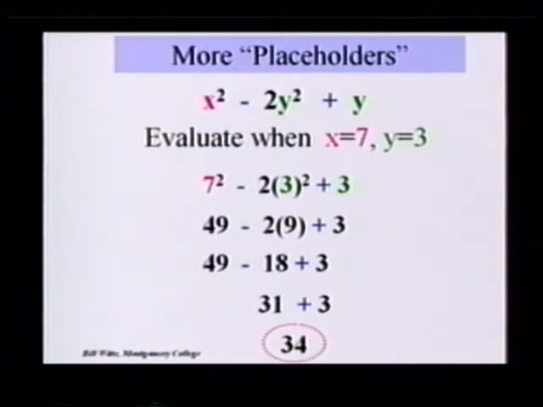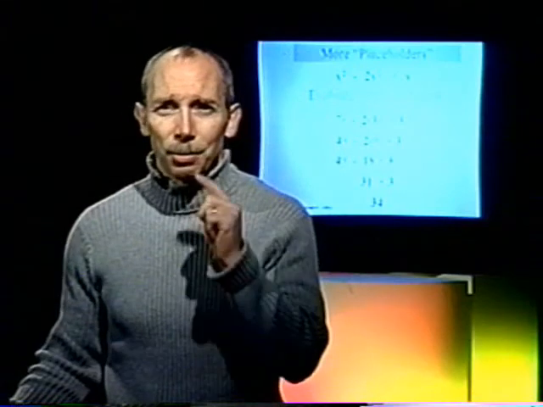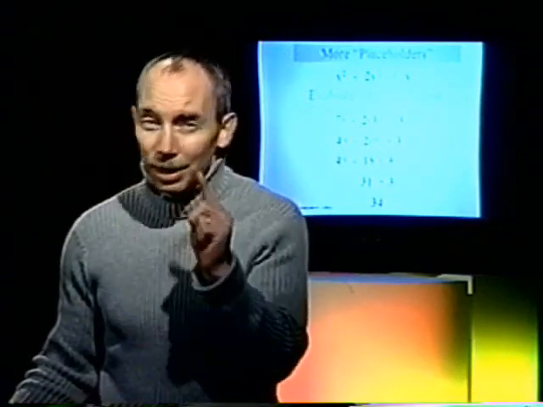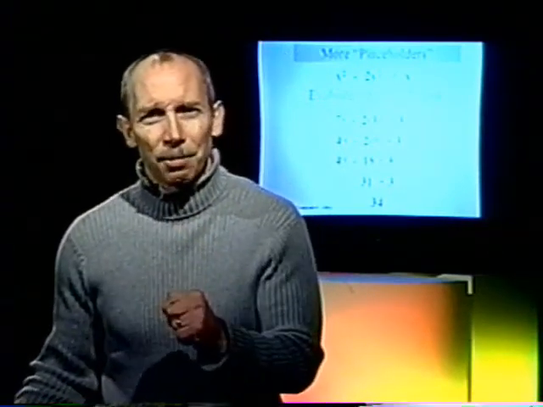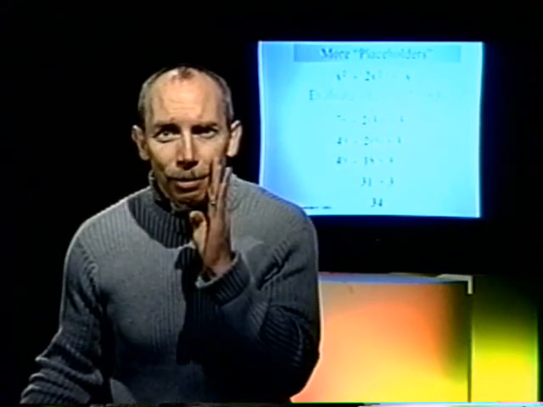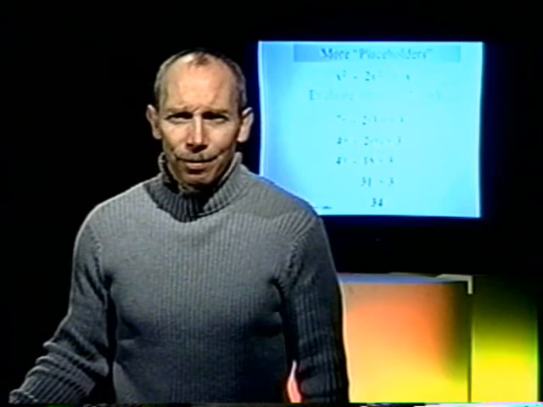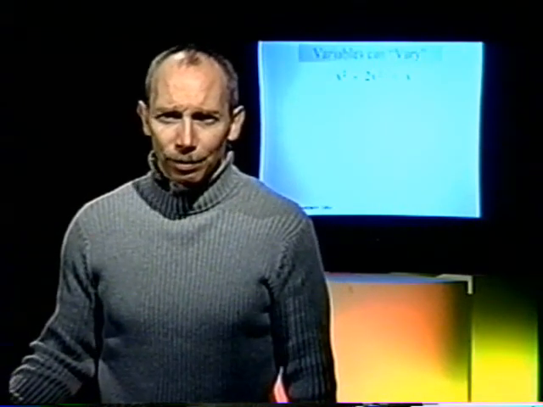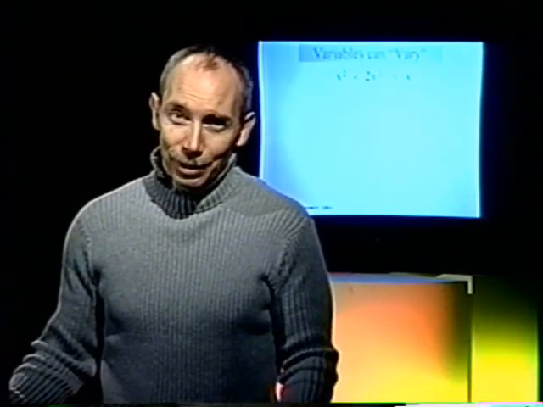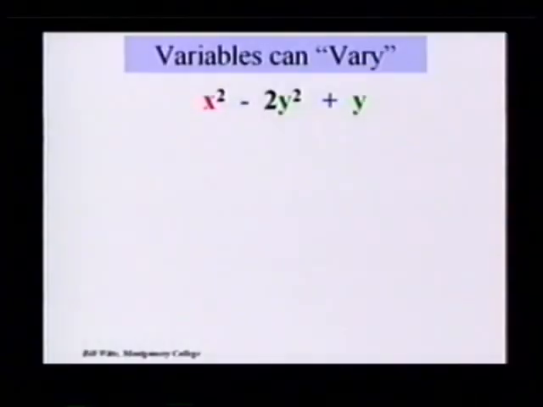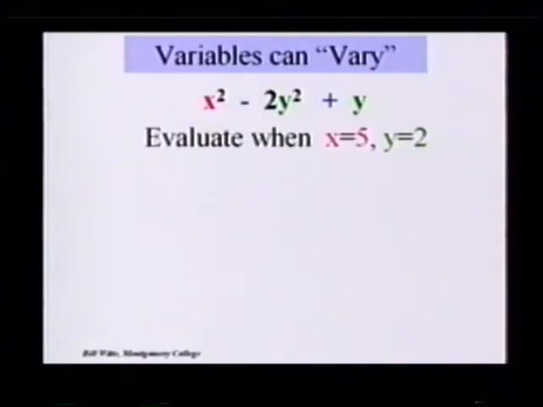This is a tough problem, okay? But you know what? We're going to do it all over again because these are variables. Why would they be called variables? Because guess what they do? They vary, okay? This time, I'm going to take the same expression and we're going to substitute in, instead of x this time, a 5, and instead of y, we're going to put a 2. See where we put in the 2 for either one?